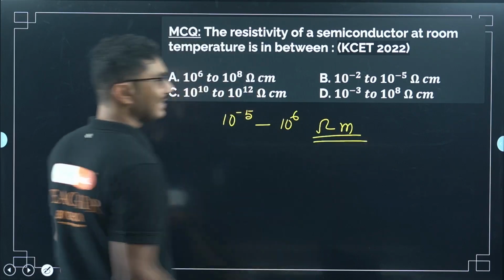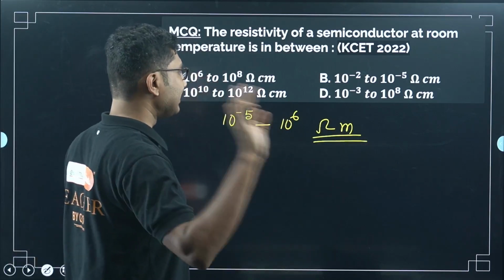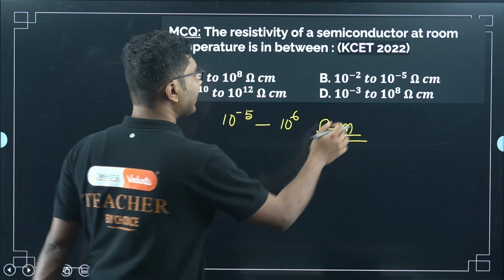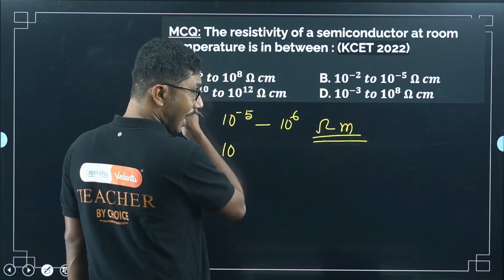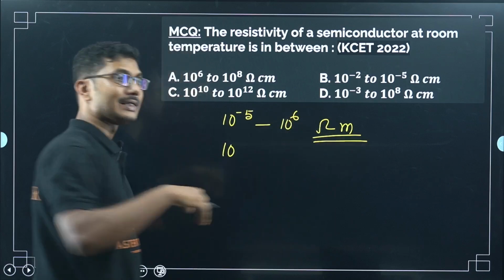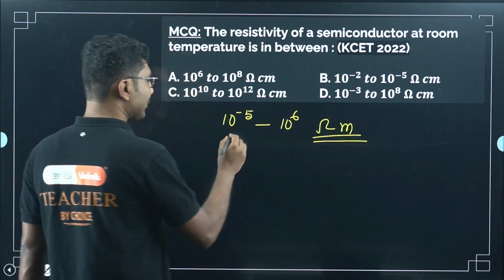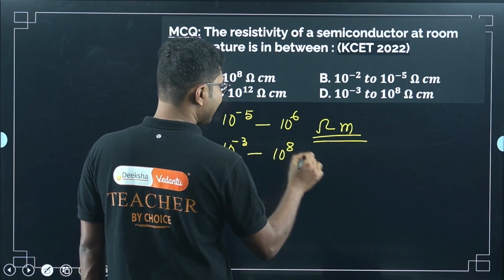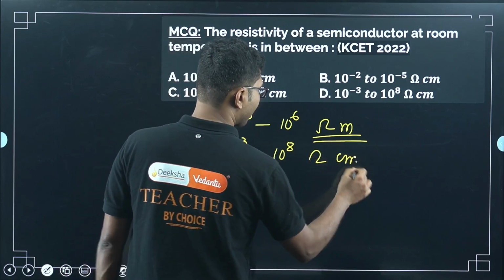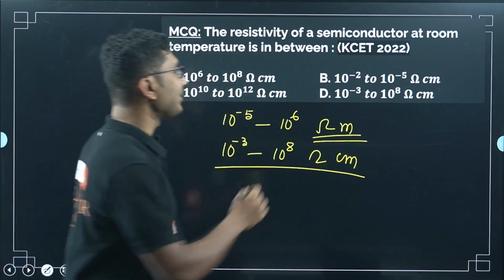So ohm meter is the average resistivity of semiconductor. Now if you convert it into ohm centimeter, then what you have to do, you have to add plus 2, right? Meter is 10 to the power of 2 centimeter, so it will be from 10 to the power of minus 3 till 10 to the power of 8 ohm centimeter. Okay, so if you remember the data, then you can answer the question.